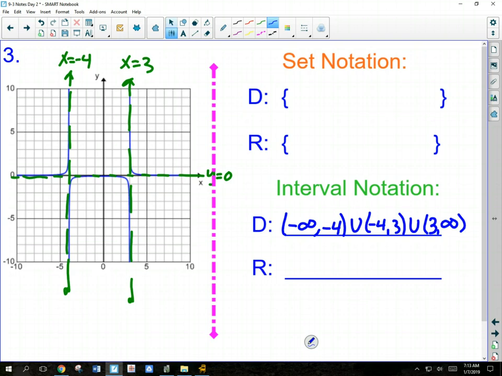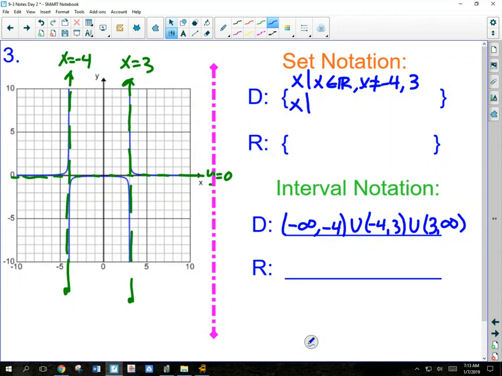Okay? Your domain, you can do a couple of different ways in set notation. So one way you could do it is you could tell me that x is every real number except for it can't be -4 or 3. Okay, so you can do it that way.